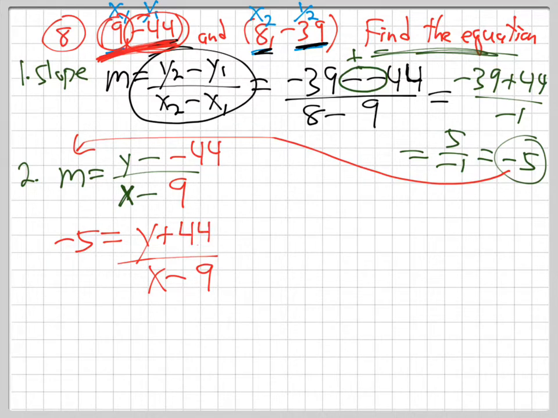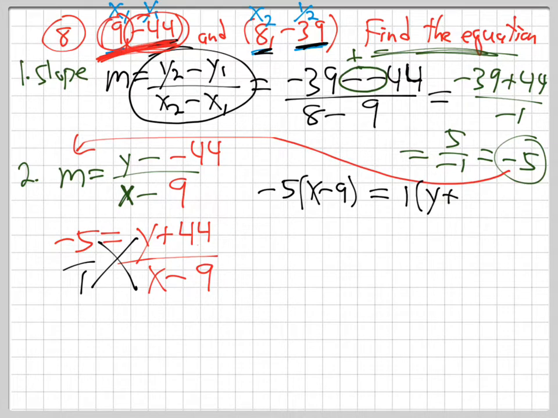We get to there. And now, put this over 1, right? Any whole number is really over 1, isn't it? And go diagonal, diagonal. Cross multiply? Questions? So now we cross multiply. We'll get negative 5 times x minus 9, 1 times y plus 44.